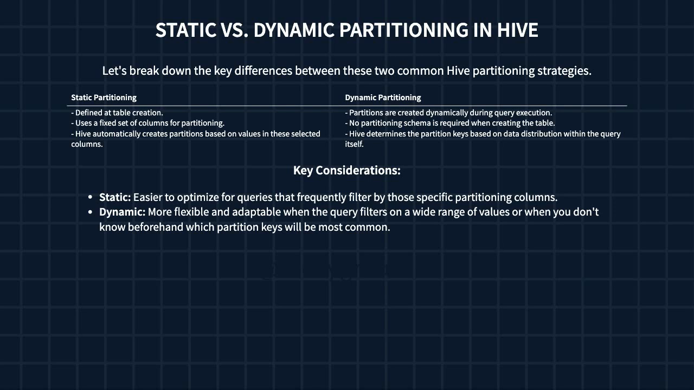On the other hand, dynamic partitioning is more flexible. Hive figures out how to split your data based on how you're querying. It adapts as needed. This is great when you don't have a clear idea of what values will appear most frequently in your queries, or if those values change over time.